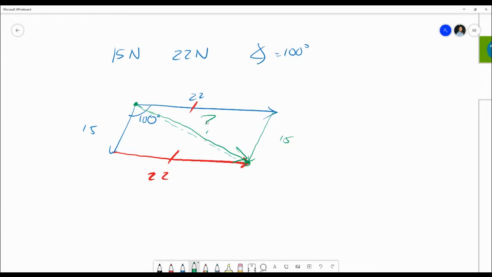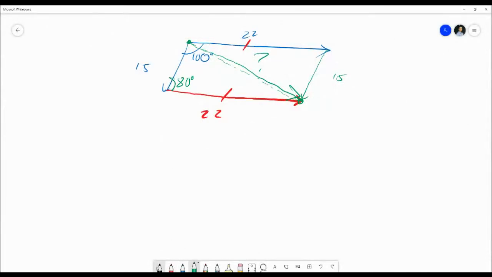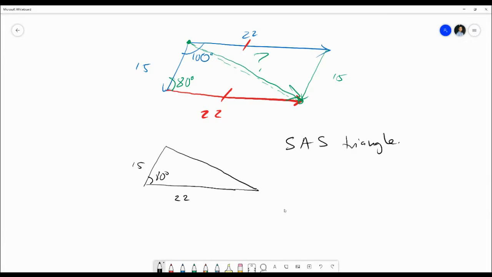All right, you notice we have a triangle, 15, 22, and this angle right here is not the angle for this triangle, so we need to find another one. The nice thing is that since we know this angle and this angle are supplementary, I know this angle here has to be 80. So now let's redraw this triangle and make it a little bit neater, and we can label everything. So now I know this is 80, this is 15, this is 22. What we are given now is a side angle side triangle. If I know this is a side angle side triangle, I can easily find the missing side here.